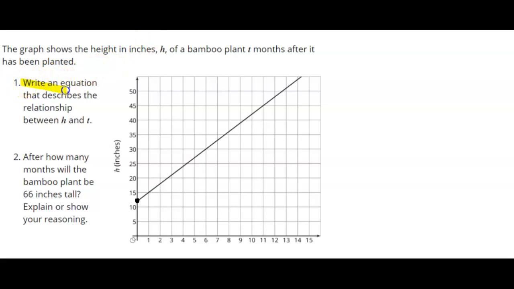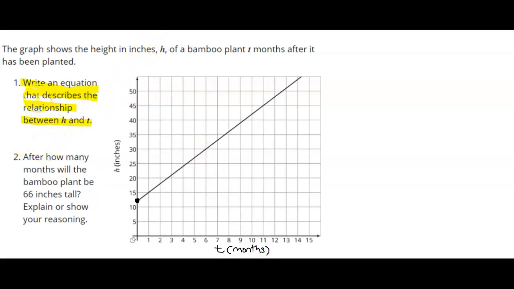It says write an equation that describes the relationship between H and T. H is inches, and I don't see T down here, but I guess that would be the T here. So let me put a small T to represent that. T, all right, we understand that's time, and let's go ahead and put the word months there. All right, so we have that.